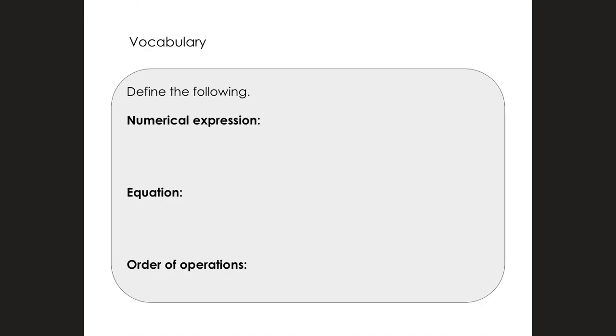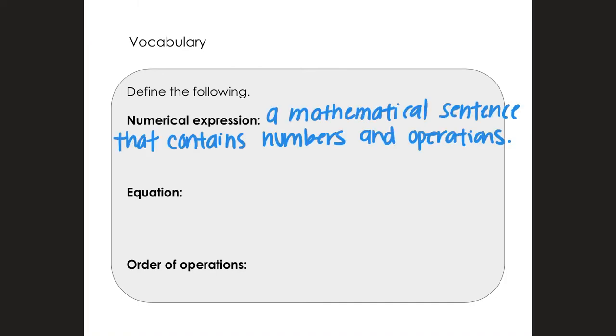A numerical expression is a mathematical sentence that contains numbers and operations. For example, 5 minus 25 times 4. An equation is something we are a lot more familiar with. It shows that expressions on either side are equivalent to each other, or equal to each other. This can be something like 5 plus 2 equals 7.